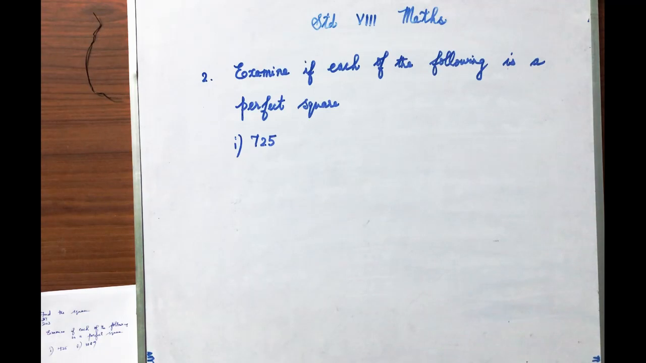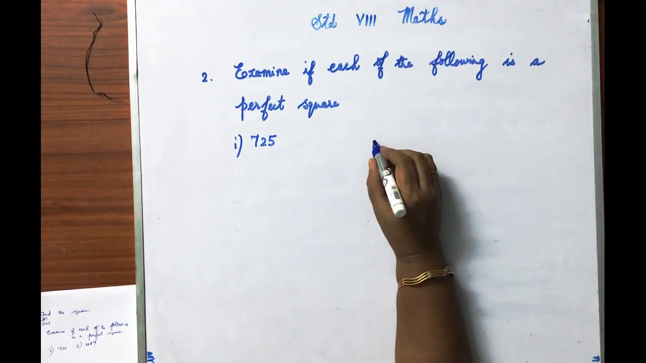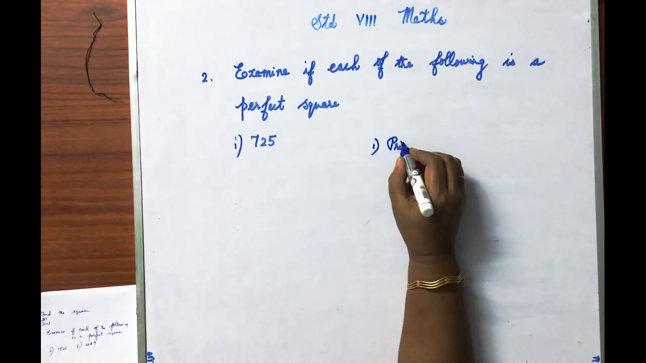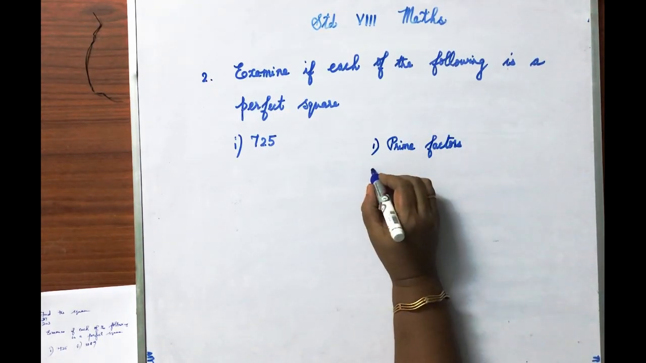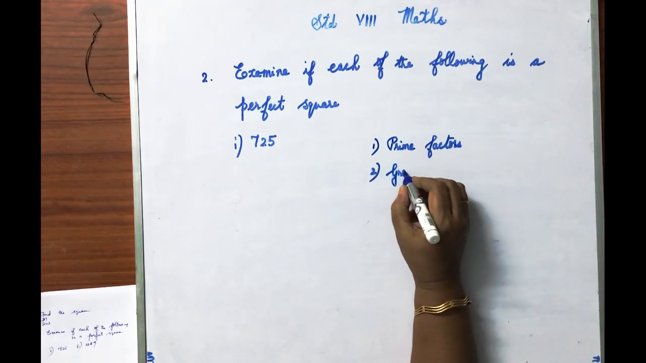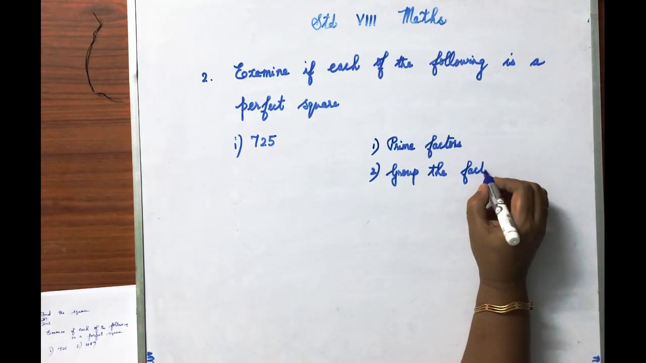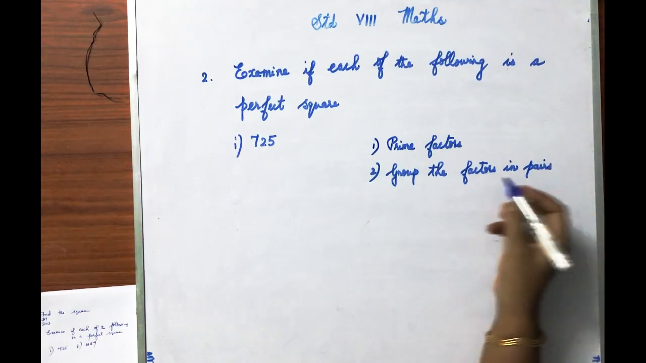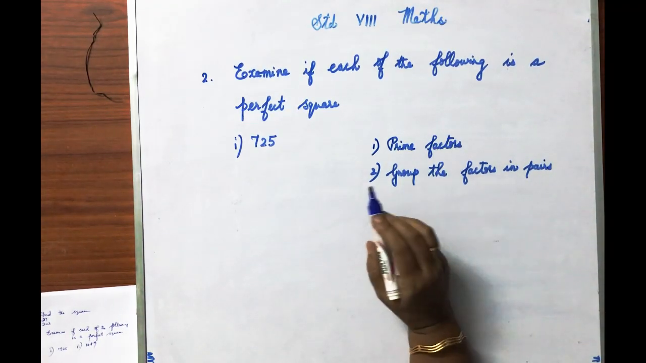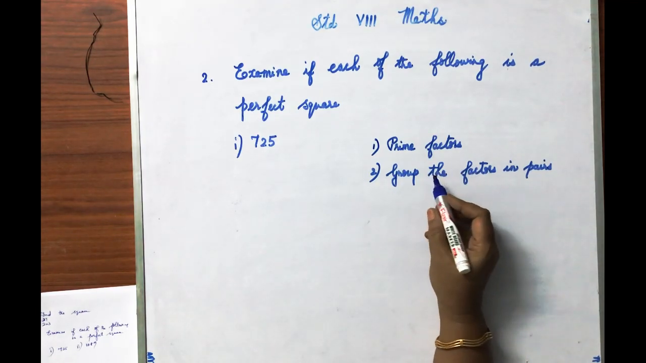So what are the steps for that? First we should find out the prime factors. So first step is find prime factors. And second step is we have to group the factors in pairs. If the factors are in pairs, it is a perfect square. If the factors are not in pairs, it is not a perfect square.